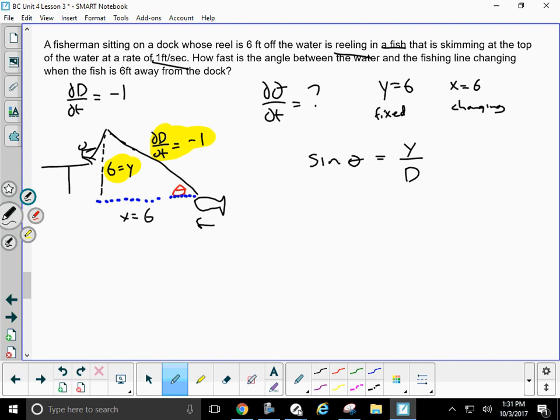We should be using sine, okay? Fantastic if you figured that out. And yes, the sine of an angle is equal to y over d, but for this specific situation, we know something that's always consistent, the y is 6. Now, I'm glad I'm doing this example because I'm ready to take the derivative, and I'm ready to show you where a lot of people trip up here.